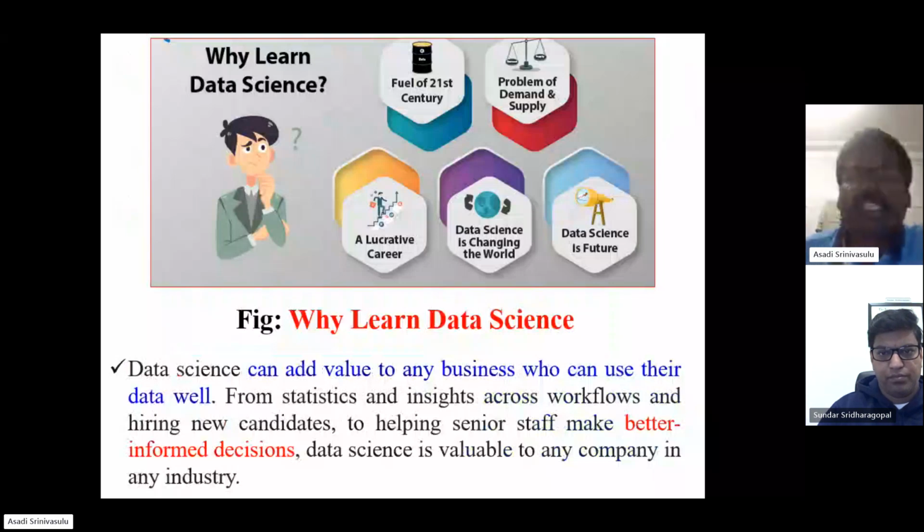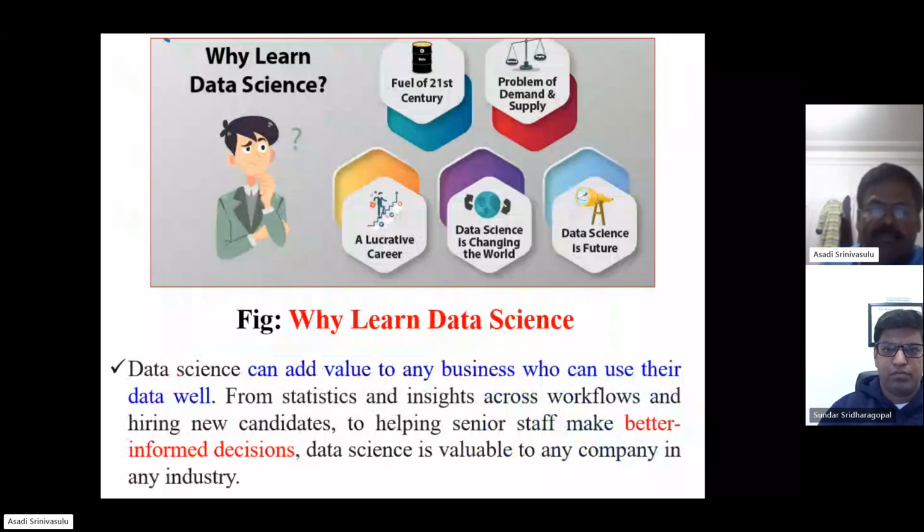It is the fuel of the 21st century, because all the complex data we are solving very easily with the help of data science tools and techniques. Then the problem of demand and supply, then a lucrative career, a luxurious career. Data science is changing the world. Yes, because of AI, ML and DL techniques, data science is changing the world, and data science is the future. So that is the reason we need to learn data science.